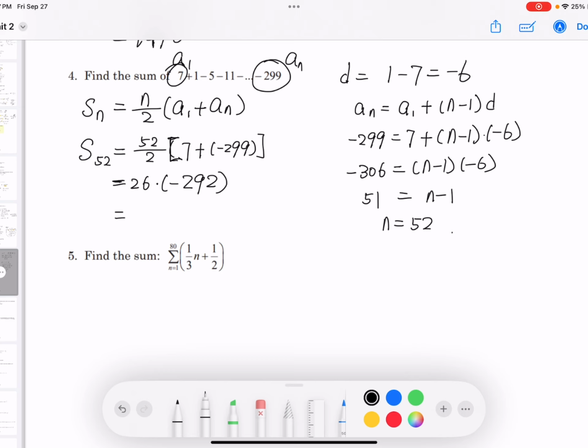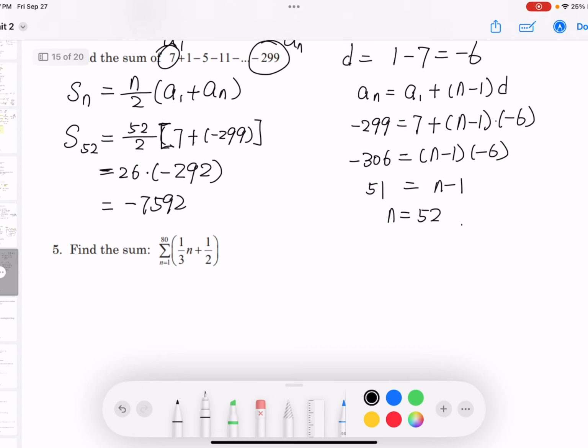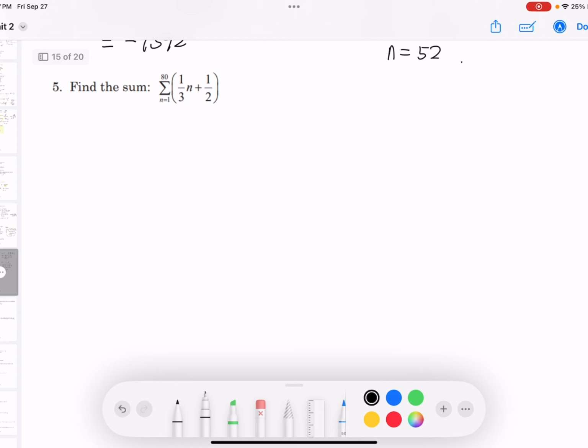Let me see if my cheat sheet has the answer. Where is the cheat sheet? Okay, so my cheat sheet gives me negative 7592. You can use your calculator to do this computation. That's too big. Okay, number 5.